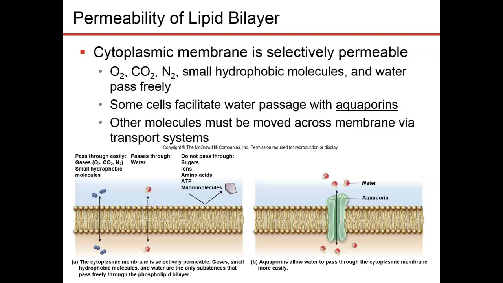It protects the cell. It is a selectively permeable membrane that will allow small nonpolar molecules to pass freely through it. And then it allows other molecules to go through via aquaporins or through other active transport mechanisms. So through protein channels or other mechanisms, active transport or something like that.